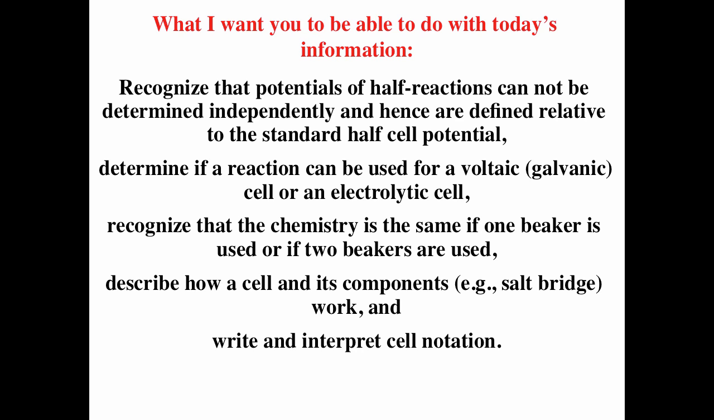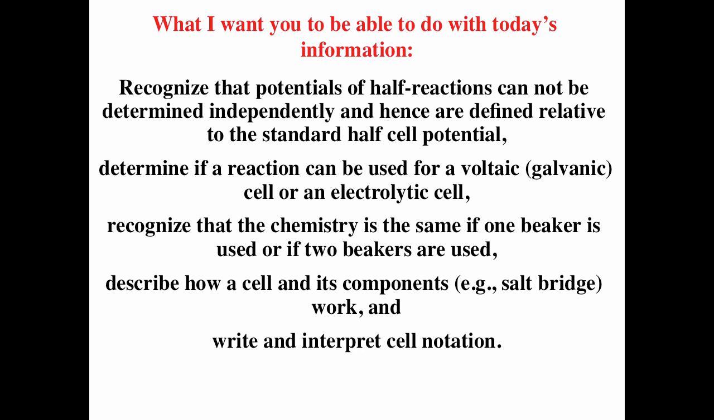You should be able to determine if reactions can be used as a voltaic or galvanic cell, and I'll use voltaic and galvanic interchangeably, or an electrolytic cell. For voltaic and galvanic cells, chemical potential energy is converted into electrical energy. For an electrolytic cell, electrical energy is converted into chemical potential energy. You should be able to recognize that the chemistry is the same whether one beaker or 2 beakers is used.